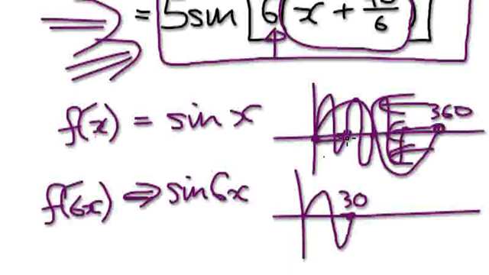Okay, and this one here will be, sorry, it would be 60. This here should be 60. Oh, sorry, hang on. Yeah, so the period here is 60.